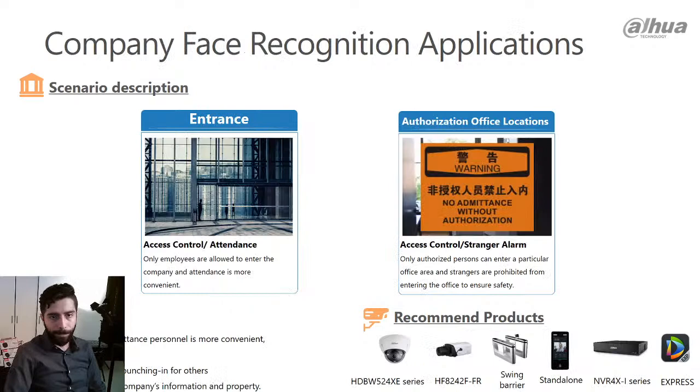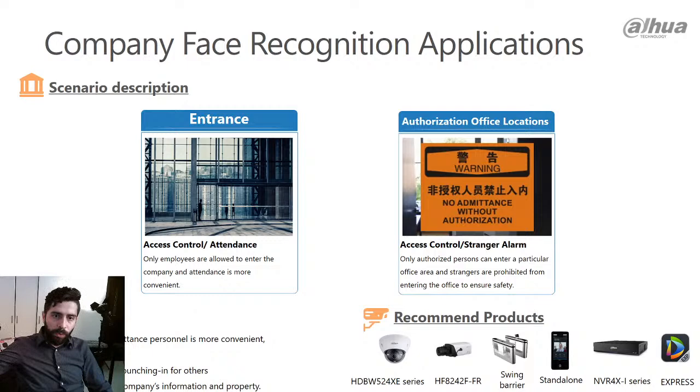So we have the company face recognition application. The scenario description for the entrance: we can use it for access control and attendance. Only employees are allowed to enter the company, and attendance is more convenient. We also have authorization for office locations, such as a department that nobody can access unless they are working there.